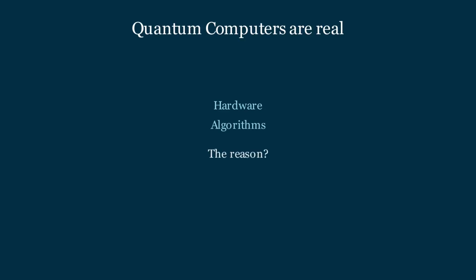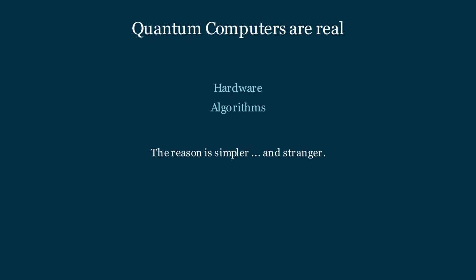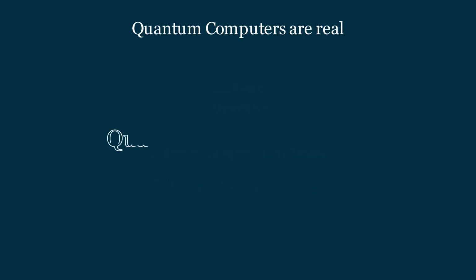The reason quantum computers are not useful today is simpler and stranger than most people realize. They make too many errors. And fixing those errors, that turns out to be one of the hardest problems in computer science. That problem is called quantum error correction.